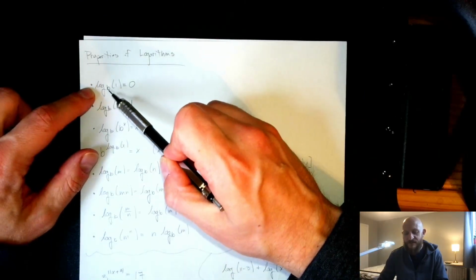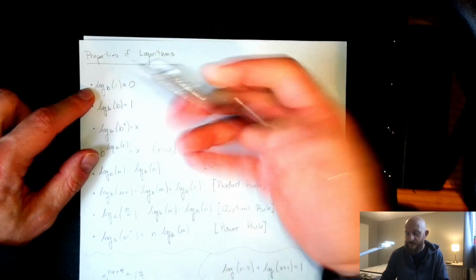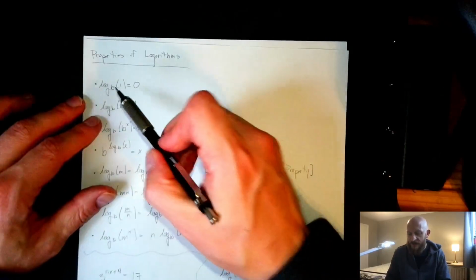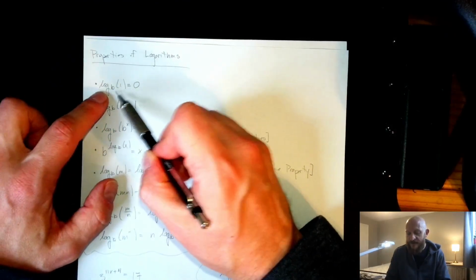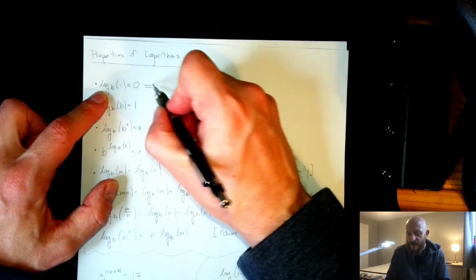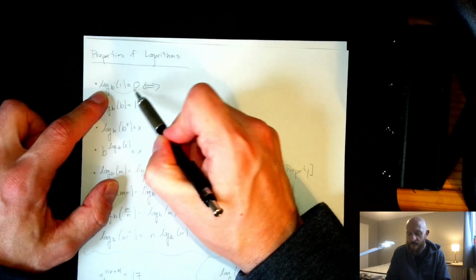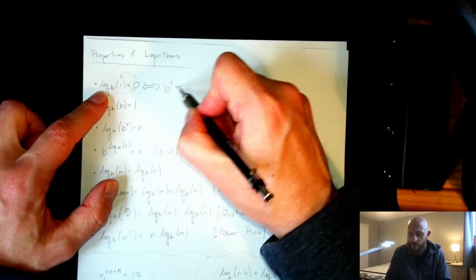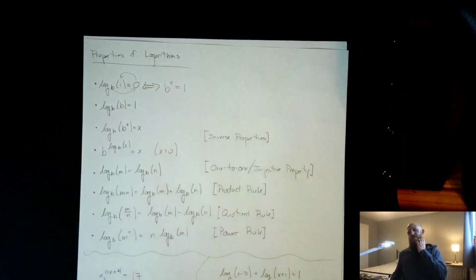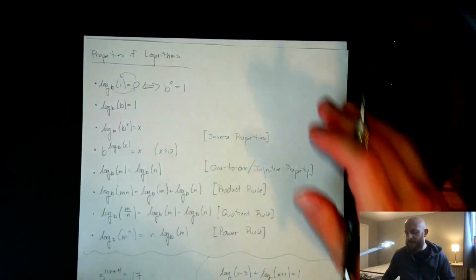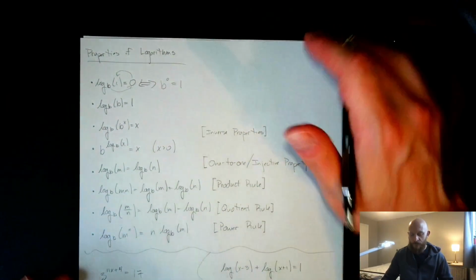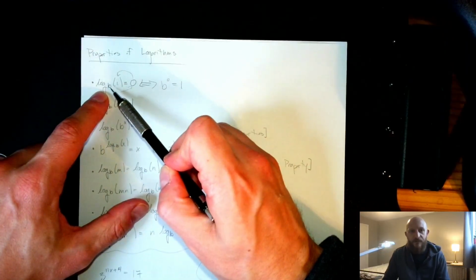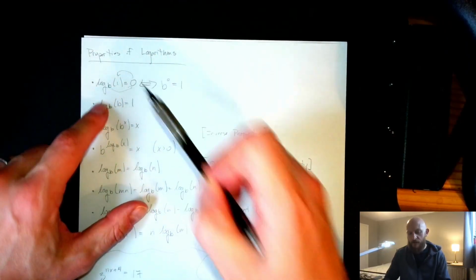So for any base b, log base b of 1 is 0. Why? Well, remember the definition of logarithm says that this expression is equivalent to saying b raised to the 0th power is 1. And yeah, any number except for maybe 0, any number raised to the 0th power is 1. So log base b of 1, whatever b is, is always 0.